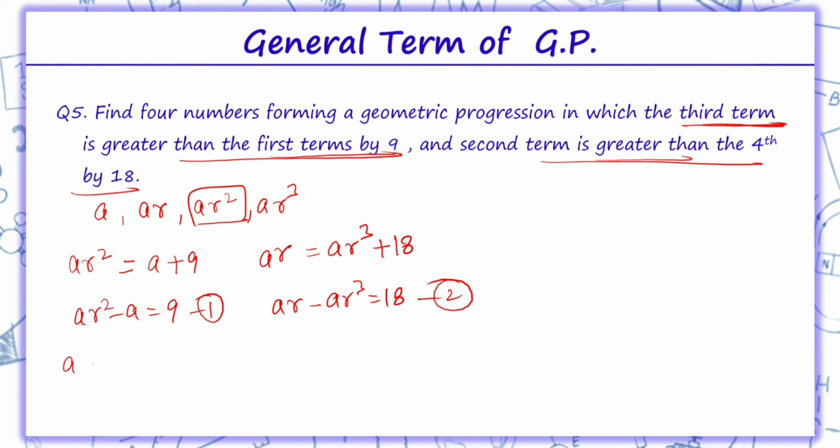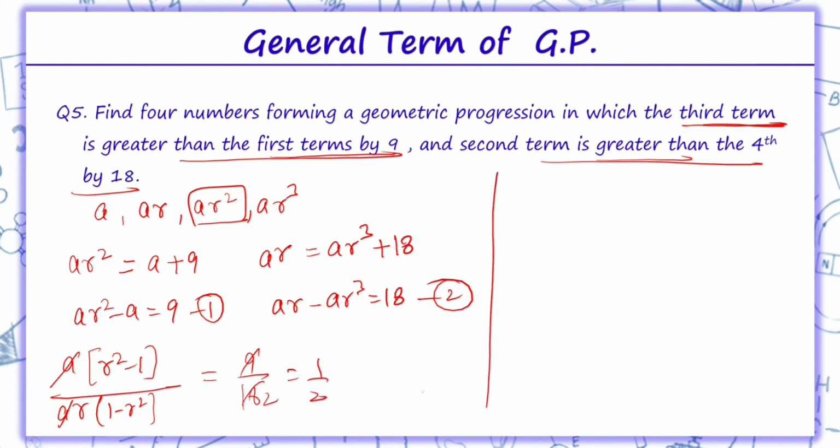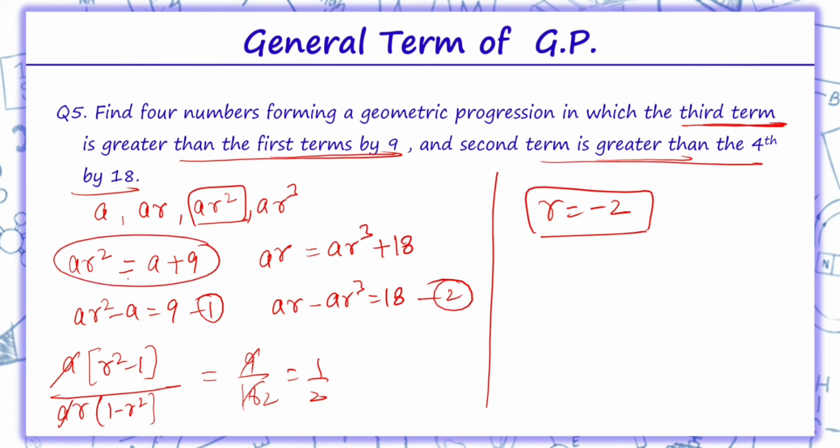So we will take A common from here, and we will get R square minus 1. Similarly, from here we will take AR common, so we will get 1 minus R square. A and A will be cancelled out. 9 by 18, that is 1 by 2. This will come out to be 1 by 2. Now when we cross multiply and solve it, we will get R is equal to minus 2.